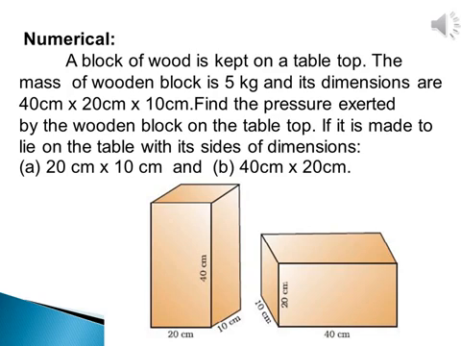See the numerical. How can it be solved? A block of wood is kept on a tabletop. The mass of the wooden block is 5 kg and its dimensions are 40 cm into 20 cm into 10 cm. Find the pressure exerted by the wooden block on the tabletop if it is made to lie on the tabletop with its sides of dimensions A, 20 cm into 10 cm, and B, 40 cm into 20 cm.